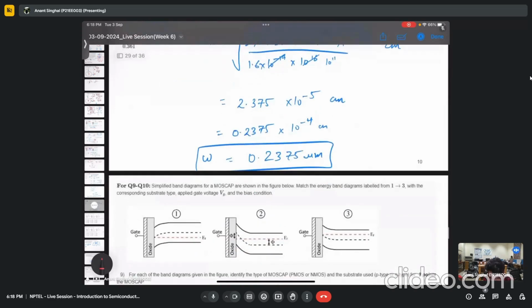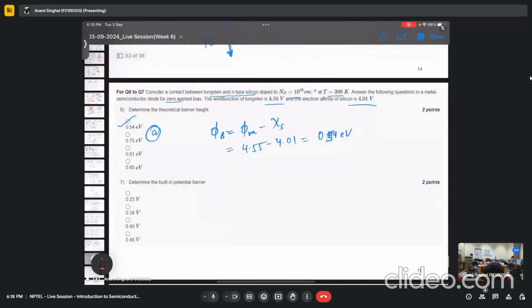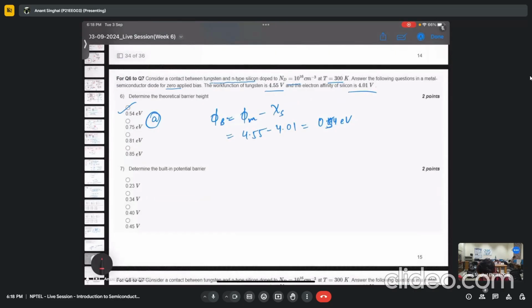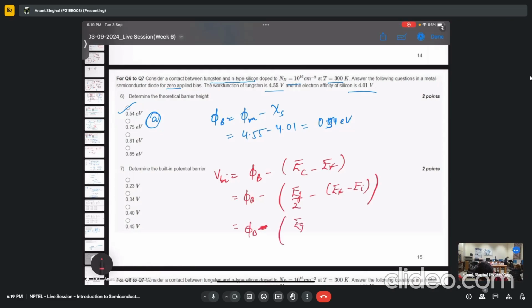So what we were doing is, from that diagram only, we'll get to know that VBI is nothing but the barrier height minus that particular EC minus EF. We have done a similar question. So this is nothing but EG by 2 minus EF minus EI, and this is phi B minus EG by 2 minus VT ln ND over NI. So you can solve this. I guess you have already solved this.